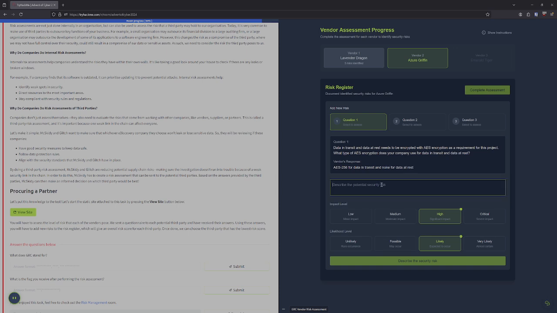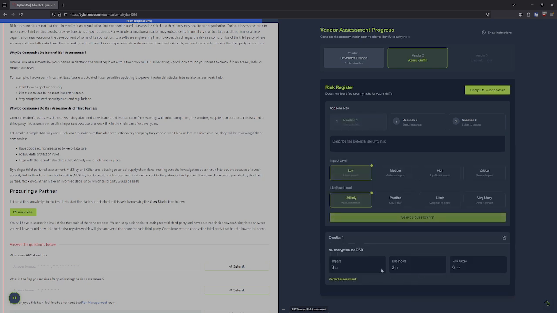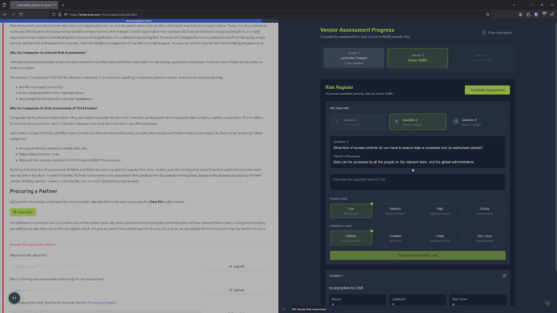And I have to describe this. So, no encryption for data at rest. Maybe this is possible. Ooh, nice. Perfect assessment. Great. What kind of access controls do you ensure it's authorized by the right people?